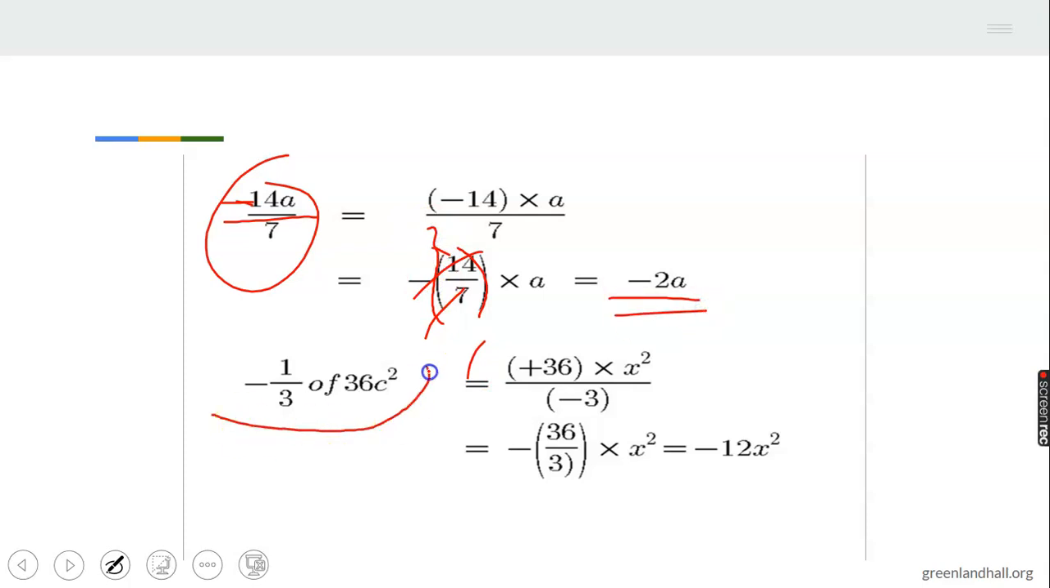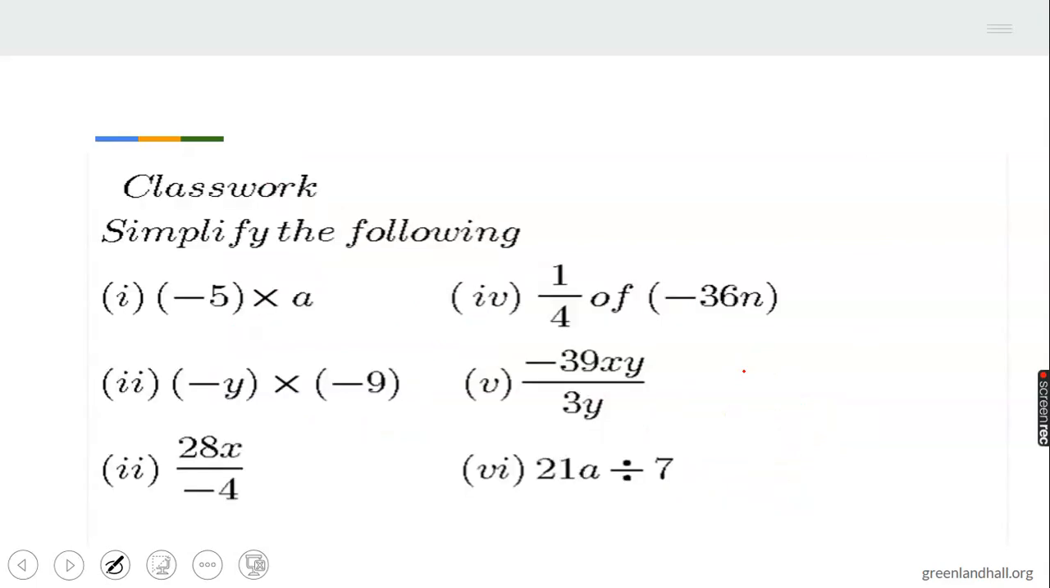Now, minus 1 all over 3 of 36x squared. This should be x equals to plus 36 times x squared divided by minus 3. Now, plus divided by minus, you have minus here. You can see that is 36 divided by 3. That will be 12. 12 times x squared. Our answer will be minus 12x squared.